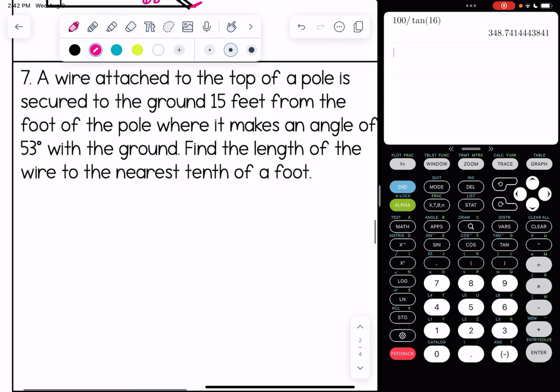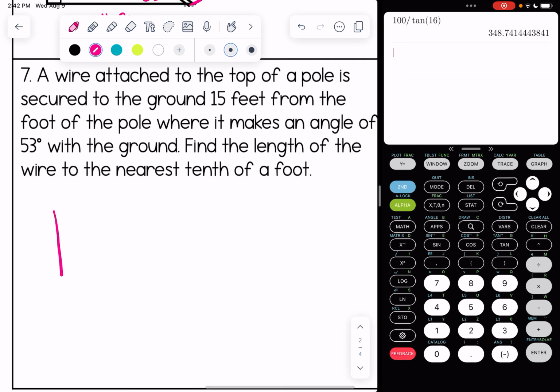Okay, 2 more here. Number 7. Again, before I read anything, I'm going to just start by drawing a right triangle. Do not worry about it being drawn to scale. A wire attached to the top of a pole. Okay, so this is basically our pole here. Pole is vertical, and this is our wire. Is secured to the ground 15 feet from the foot of the pole.